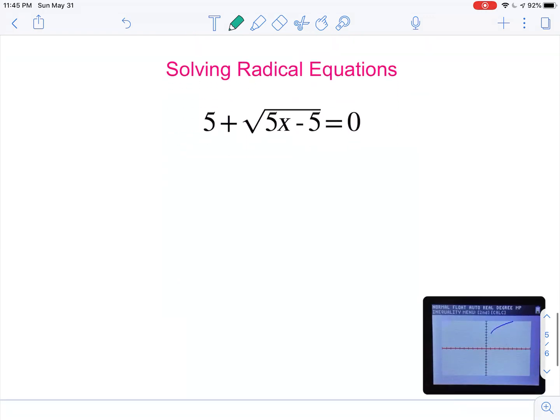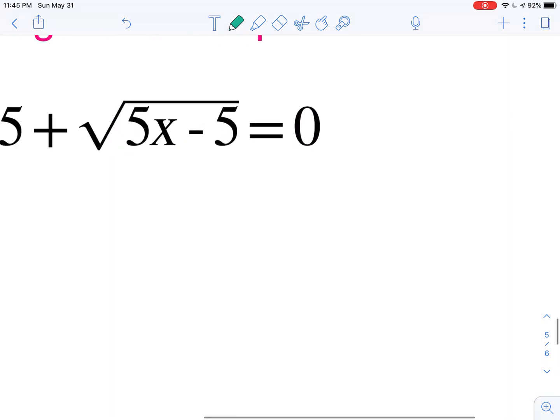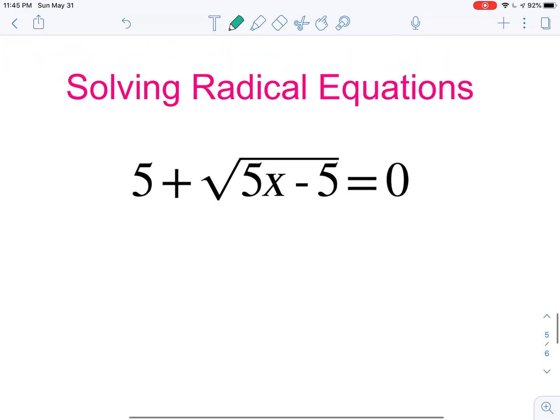So let's continue. Solving radical equations again. We need to isolate a radical. Subtract a 5.